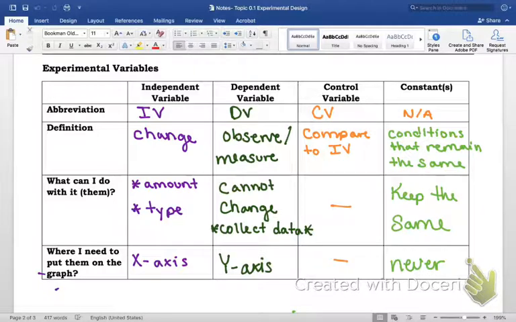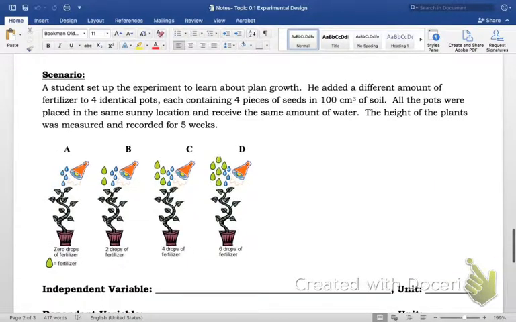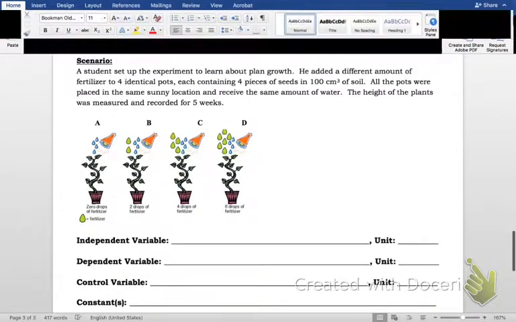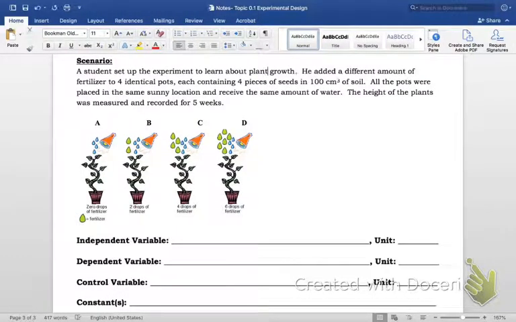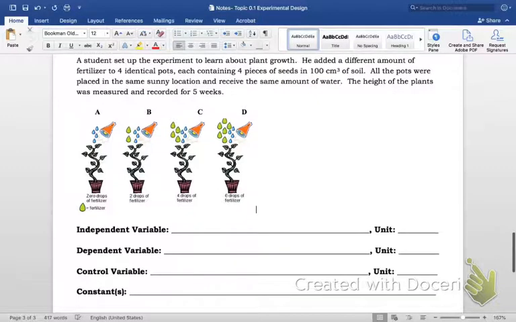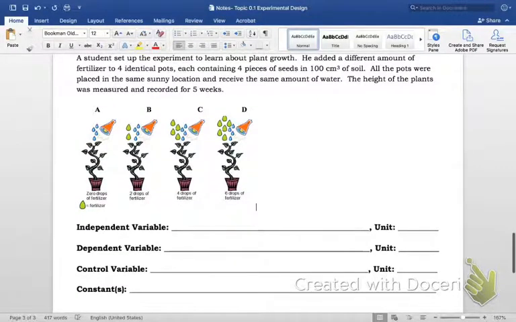So the next thing we're going to look at just real quick is a scenario in which we have an experiment and we can kind of pick it apart a little bit. So in this scenario, we have a student that's about to grow a plant, and so he's adding different amounts of fertilizer to 4 identical pots. Each is containing 4 pieces of seeds in 100 cubic centimeters of soil. All the pots were placed in the same sunny location and received the same amount of water. The height of the plants was measured and recorded for 5 weeks.